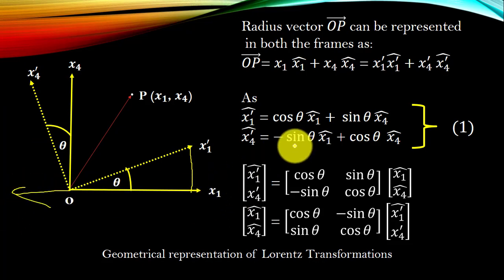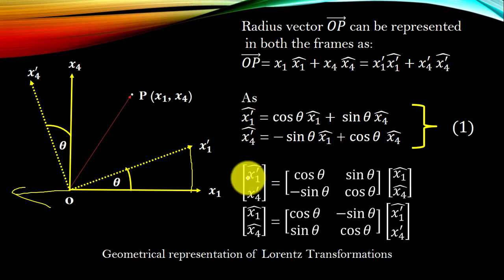So I am writing x4 cap is equal to minus sin theta x1 cap, and it has a component cos theta along the x4 cap direction. Clear? So this is the transformation equation which we have taken here. If I have to take its magnitude, suppose this vector has any magnitude r, then I will multiply it by r here and we will get the whole vector here. So this is the transformation equation.